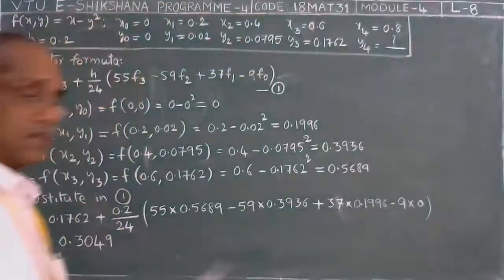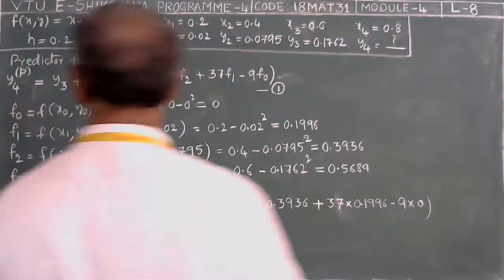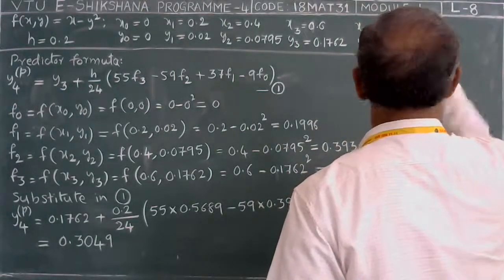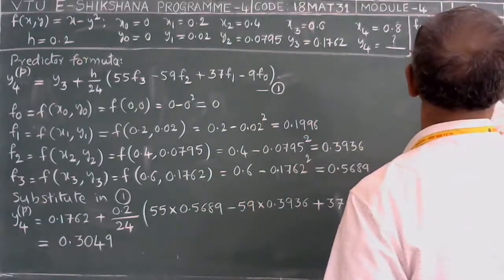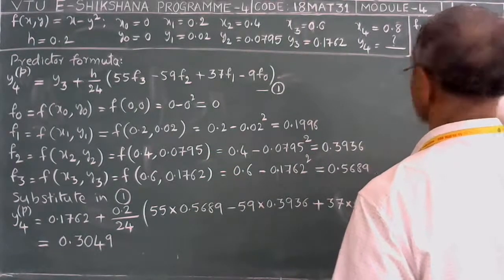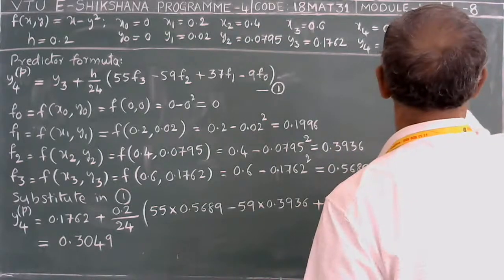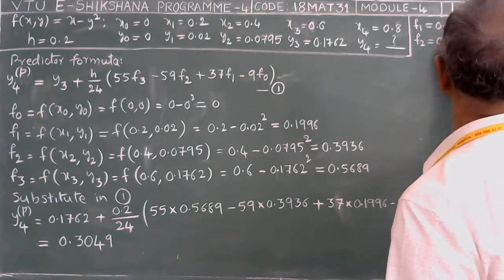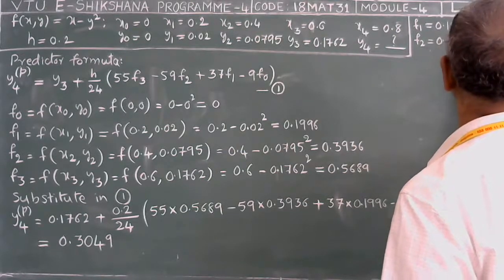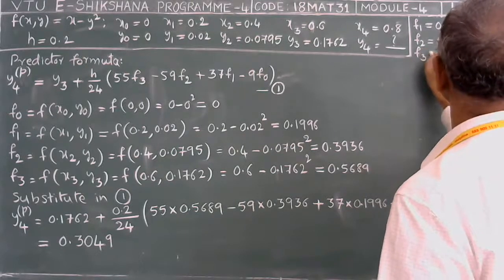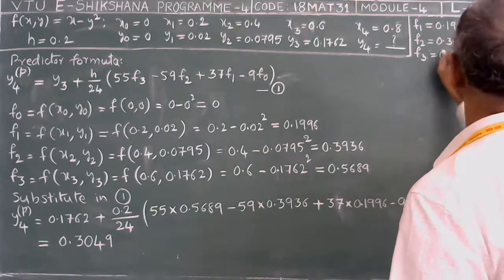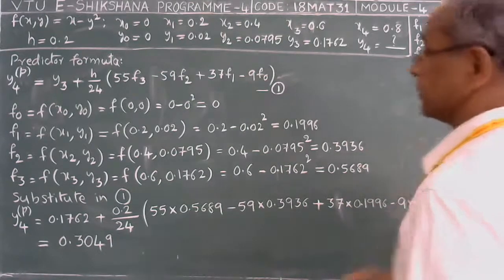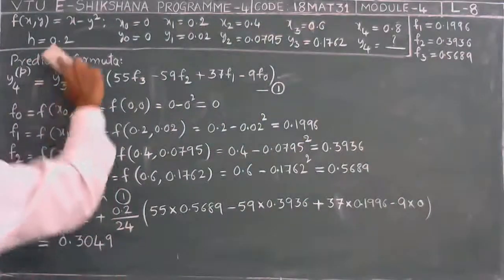Now I have to correct this using the correction formula. So I need the values of F0. F0 I don't require. So F1 is 0.1996. Then F2, I need this value, 0.3936. I need F3 also. F3 is 0.5689. Okay. Now, predict the correct form.